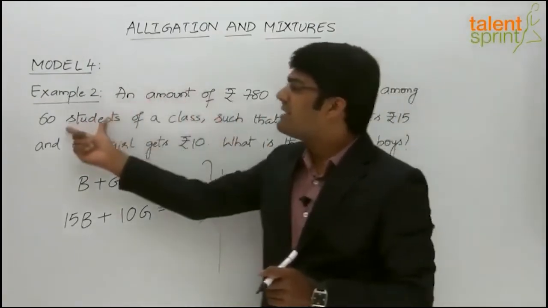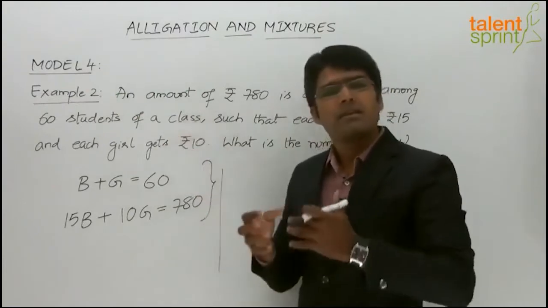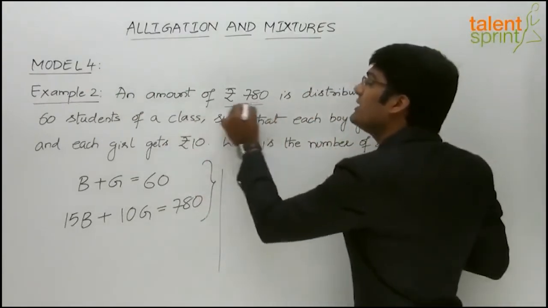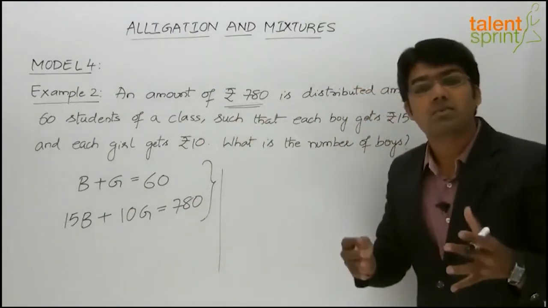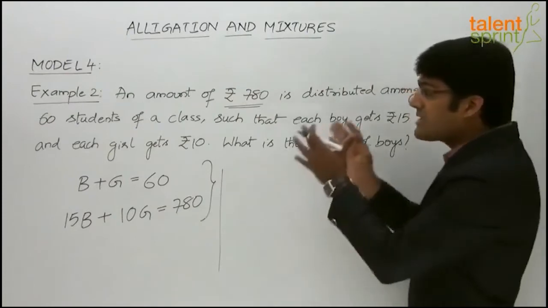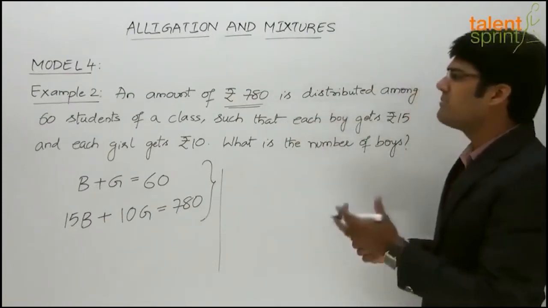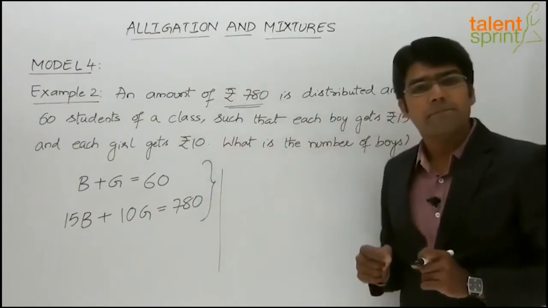See, 60 here is the total number of students, boys plus girls. So that doesn't really help in the alligation rule. But what can help us in alligation rule is the amount of 780. We know that the mixture of these 60 students, the mixture of boys and girls has got total 780 rupees. Out of which there are some boys and some girls, each boy gets 15 and each girl gets 10.